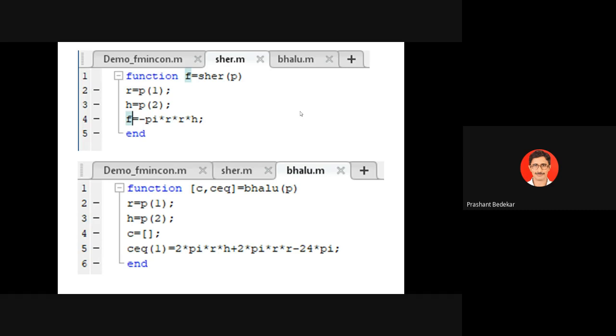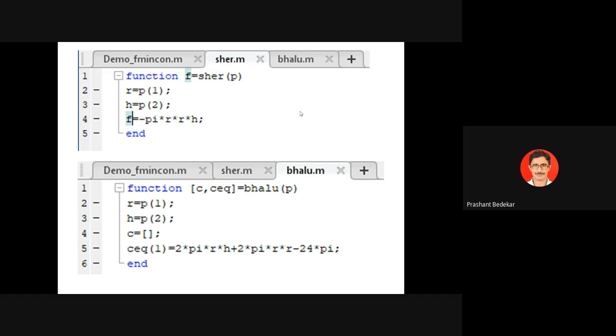C indicates C1, C2, C3, etc. They are used to define the nonlinear inequalities. And CEQ1, CEQ2, etc. are used to define nonlinear equalities. This particular problem does not have any nonlinear inequality. So C is equal to bracket open close.